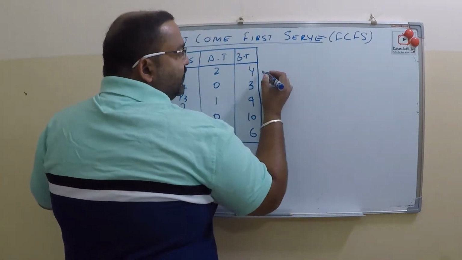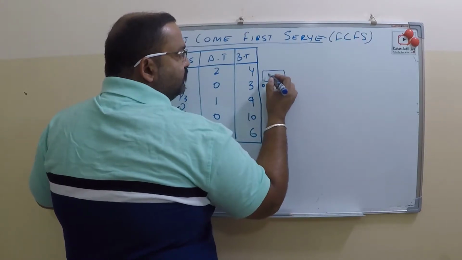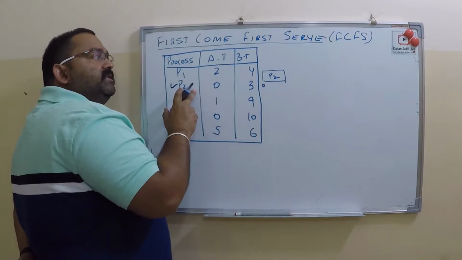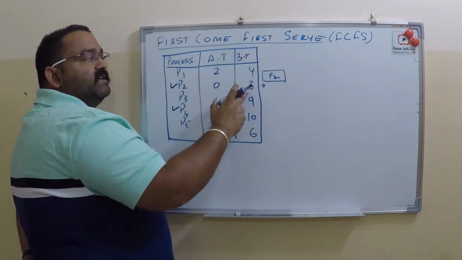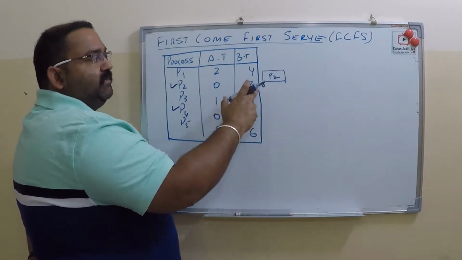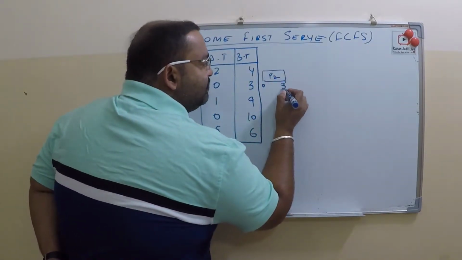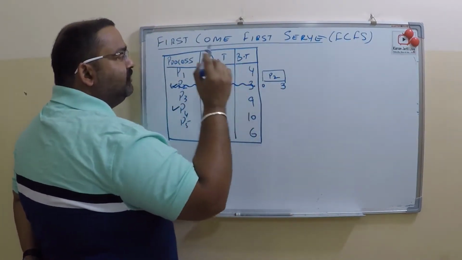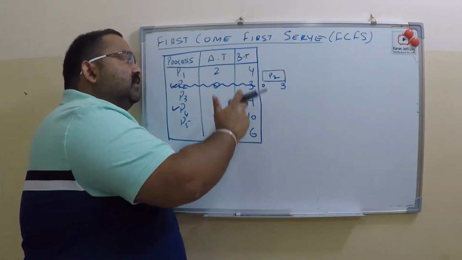So we will make a Gantt chart. At time 0, which process is executed first? P2. How much time does it need from the CPU to complete its execution? It needs 3 seconds. So P2 starts at time 0 and finishes at time 3. Now P2 is done, so again we check the times.